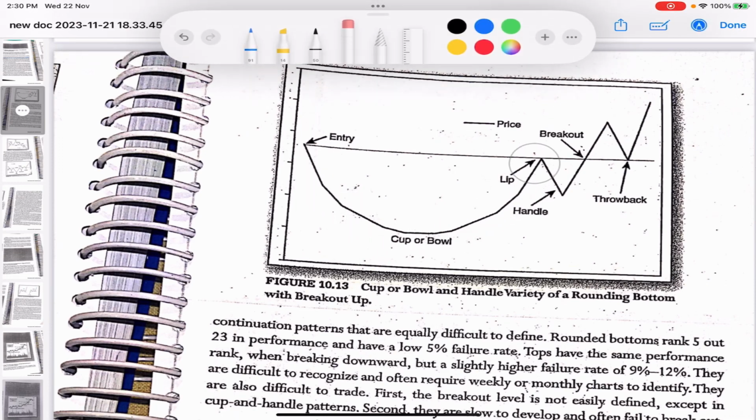It's like a cup or a bowl, and then it goes down, and then it breaks out from here, and then it goes up. A few things you need to keep in mind: this is the lip of the bowl or lip of the pattern. This is the lip, where it touches and goes down. This area is known as a lip, this is known as the handle, and this is the breakout. Now let's go back to the theory.